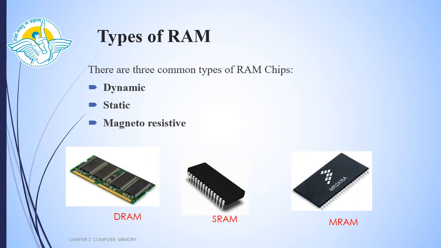Now let us see the different types of RAM. There are three common types of RAM chips: dynamic, static, and magnetoresistive.